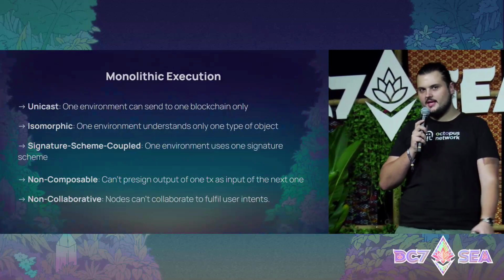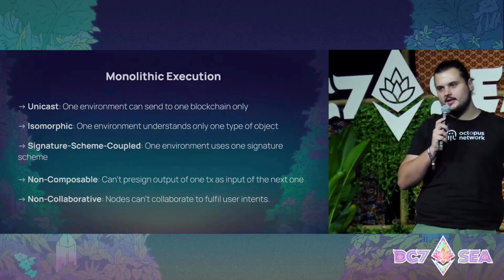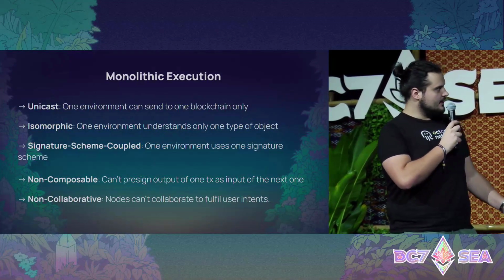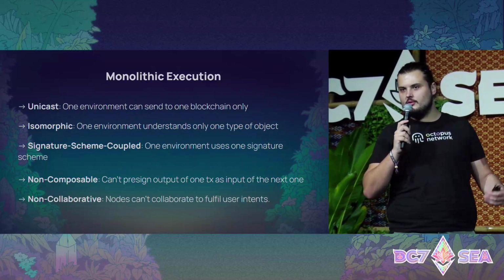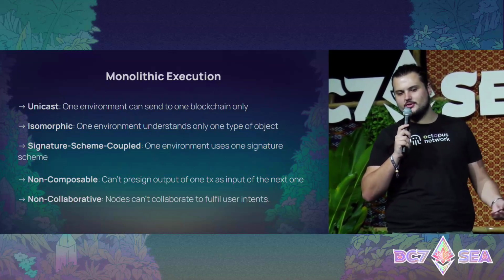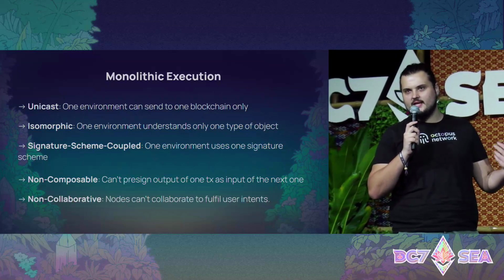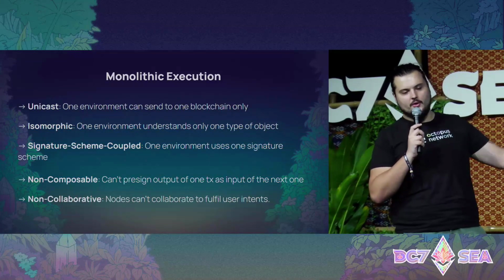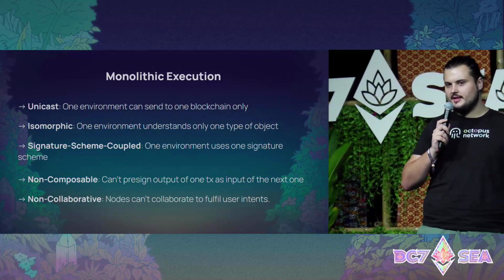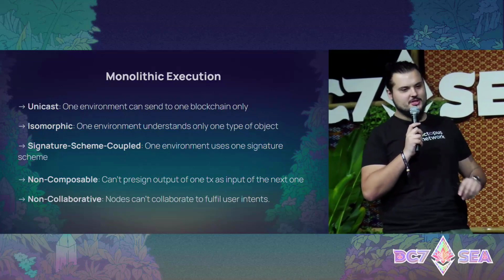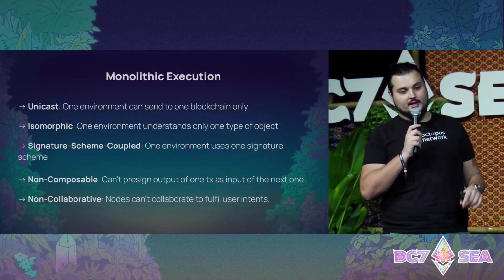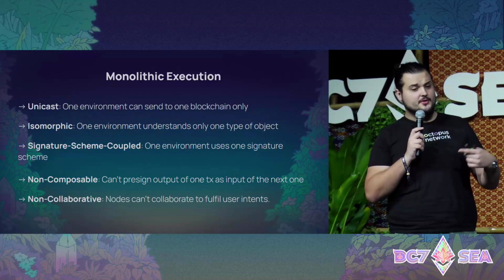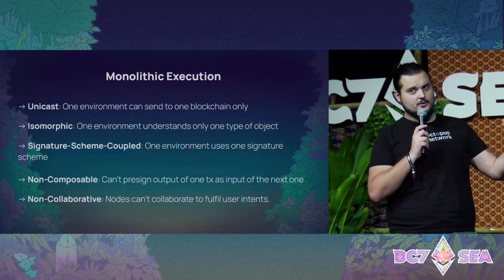One of the things that we deal with today is, let's call it, monolithic execution. You have your normal blockchain transaction: you encode the transaction, you sign it, and you send it to an RPC node, and the RPC node sends it to a block builder, who then sends it to a miner or a validator or a sequencer. They include it into the blockchain, and that's it.